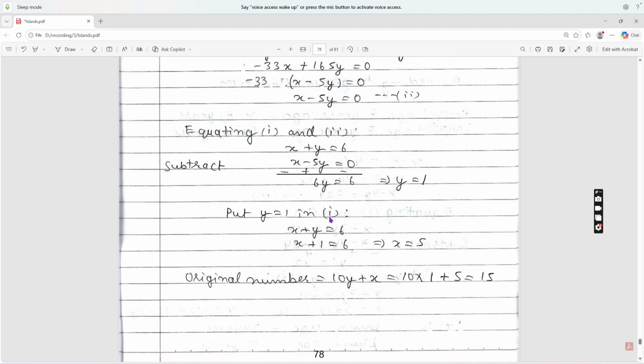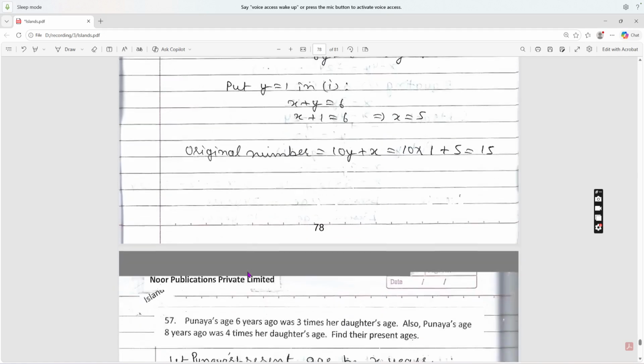Now we are going to put y is equal to 1 in equation 1. What is the first equation? x plus y is equal to 6. So x plus 1 is equal to 6. So x is equal to 6 minus 1, that is equal to 5. So the original number would be 10y plus x, which is equal to 10 into 1 plus 5, is equal to 10 plus 5, that is equal to 15, because y is 1 and x is 5.